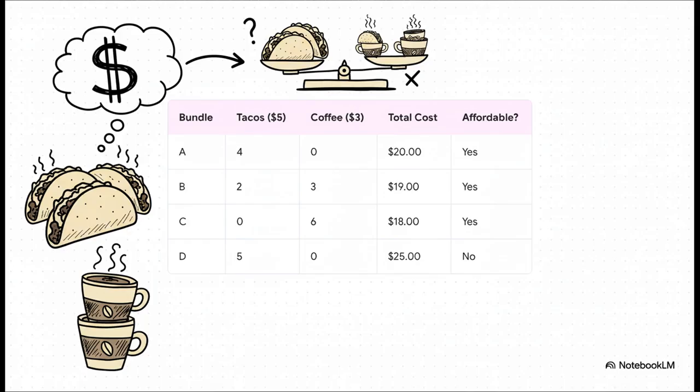Imagine you've got a $20 lunch budget. Tacos cost $5 and coffee costs $3. So you could spend all your money and get 4 tacos. Or maybe you get 2 tacos and 3 coffees, which would be $19. But you absolutely cannot afford 5 tacos. That's $25. All of those possible affordable combos, that's your budget set.